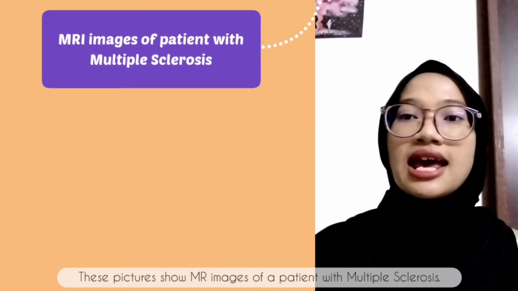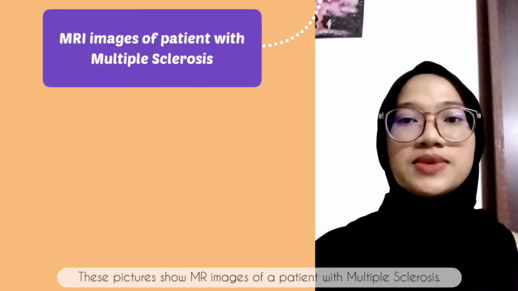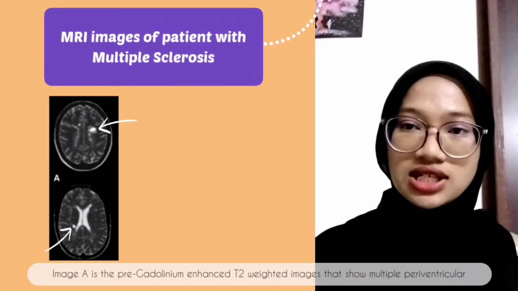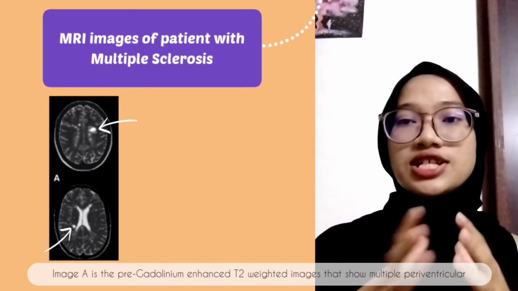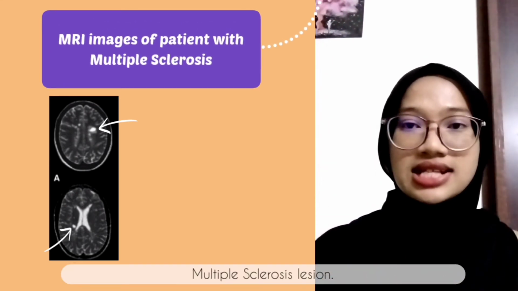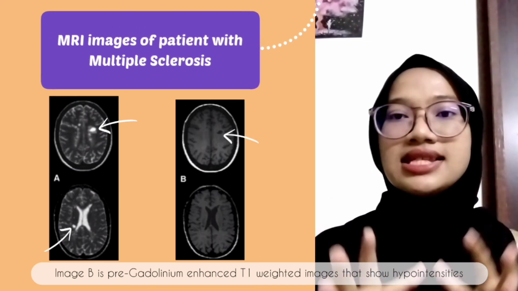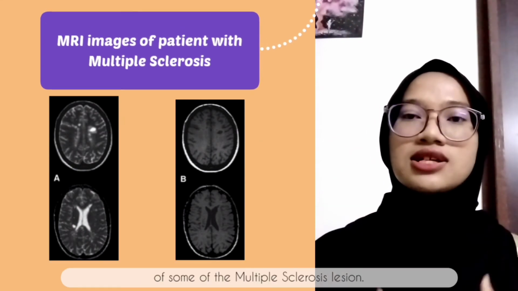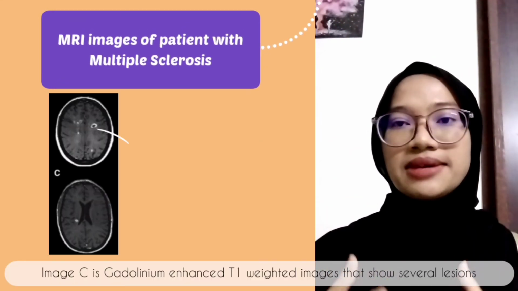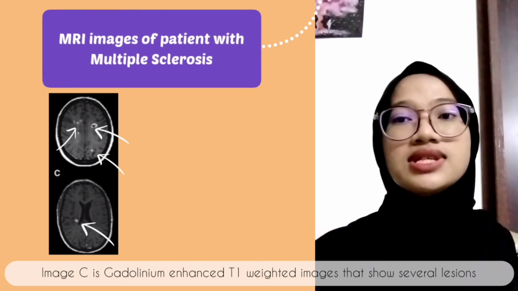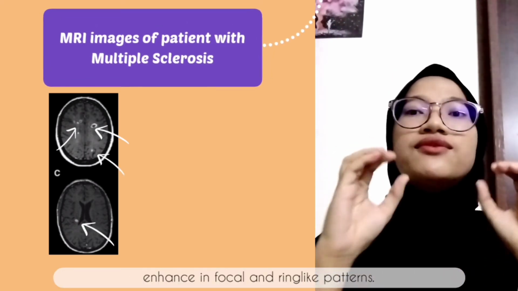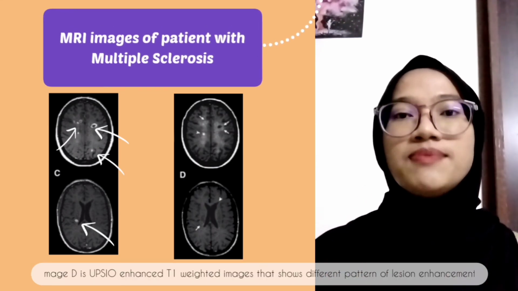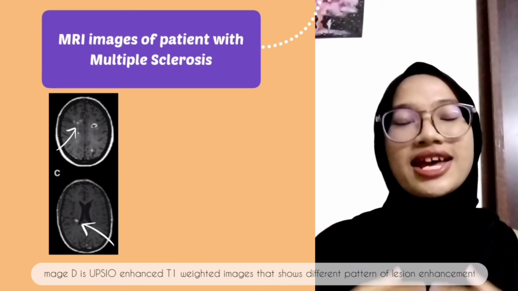This picture shows an MR image of a patient with multiple sclerosis. Image A is the pre-gadolinium enhanced T2 weighted image that shows multiple periventricular multiple sclerosis lesions. Image B is the pre-gadolinium enhanced T1 weighted image that shows hypointensity of some of the multiple sclerosis lesions. Image C is the gadolinium enhanced T1 weighted image that shows several lesions enhanced in focal and ring-like patterns. Image D is the USPIO enhanced T1 weighted image that shows a different pattern of enhancement.